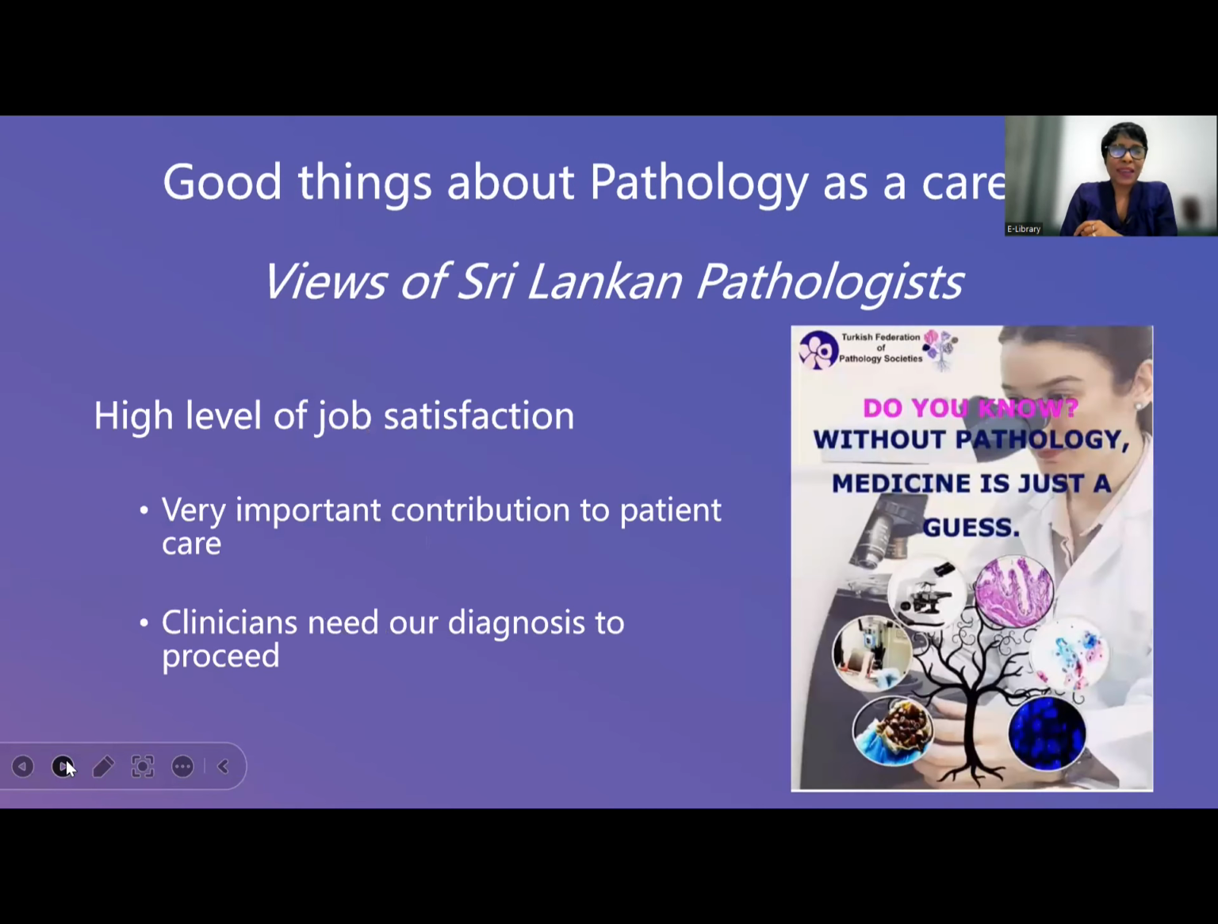And then there's a very high level of job satisfaction because we make a very, very important contribution to patient care. At the end of the day, whatever the clinicians do, they have to wait for our diagnosis to proceed. So without pathology, medicine is just a guess. So pathology is the king of clinical medicine.